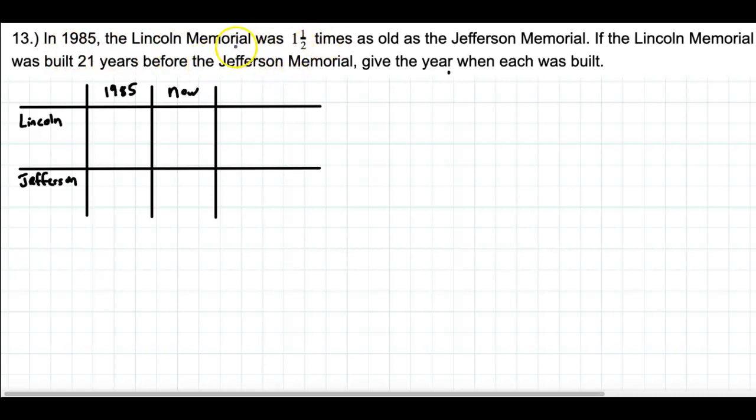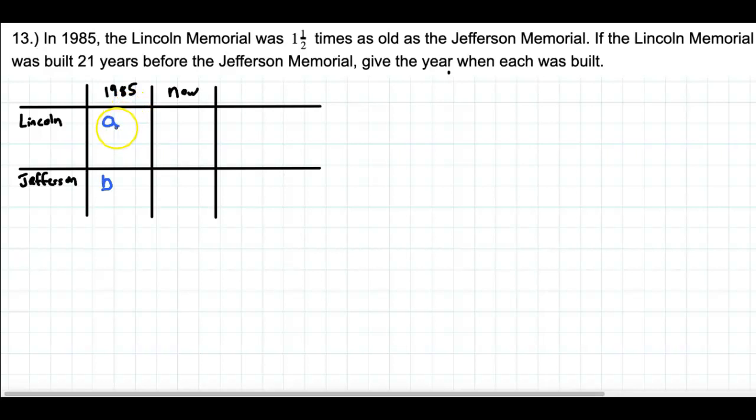Okay, so back in 1985, the Lincoln Memorial was 1.5 times as old as the Jefferson Memorial. And the Lincoln Memorial was built 21 years before the Jefferson Memorial. So let's let A be the age of the Lincoln Memorial in 1985, and let's let B be the age of the Jefferson Memorial in 1985.